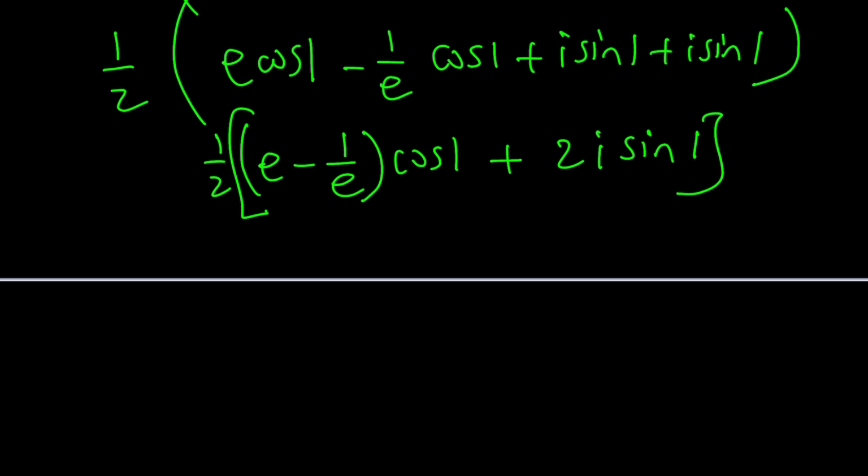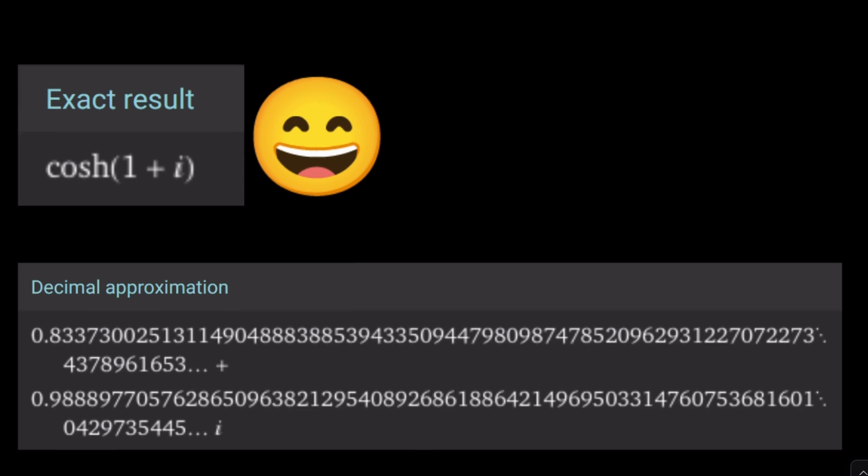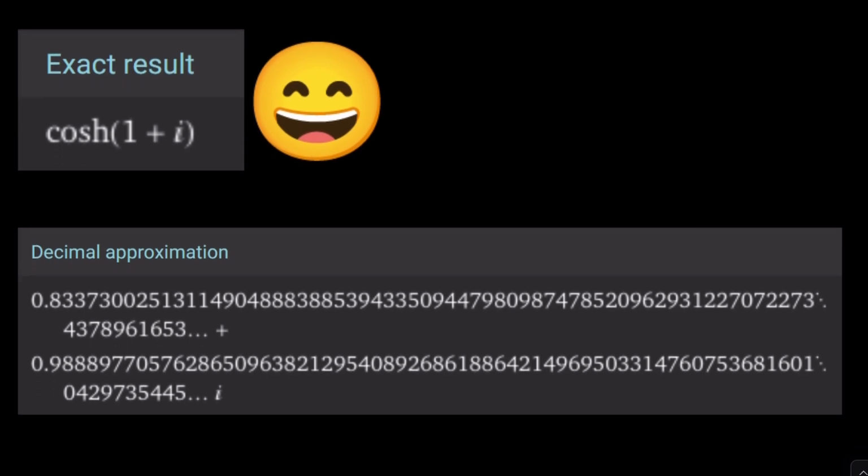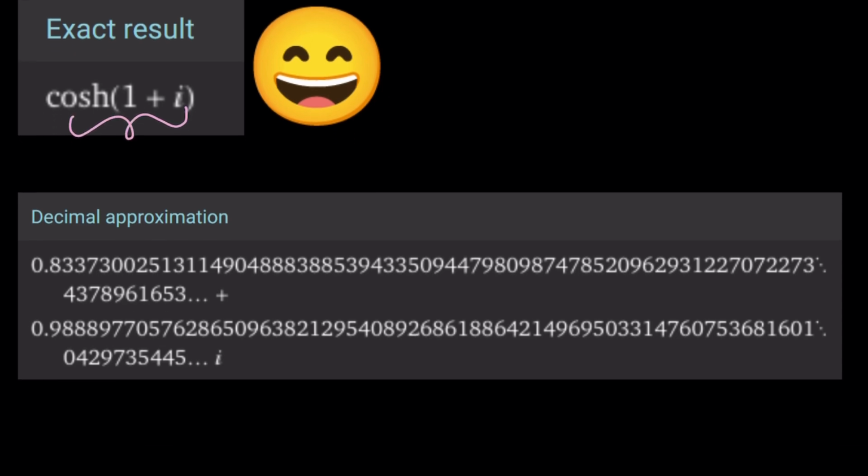Let's go ahead and check out our results with Wolfram Alpha, if I did not forget to include the results. Are you ready? Ta-da, yes, I have it. Uh-oh, what is that supposed to mean? Cosh? Well, it's hyperbolic cosine. And think about what this means. But anyways, that's a different story. The decimal approximation is 0.83 maybe plus 0.99i. Something like that, pretty close to 0.8 plus 1i. Again, that is the cosine of 1 minus i.